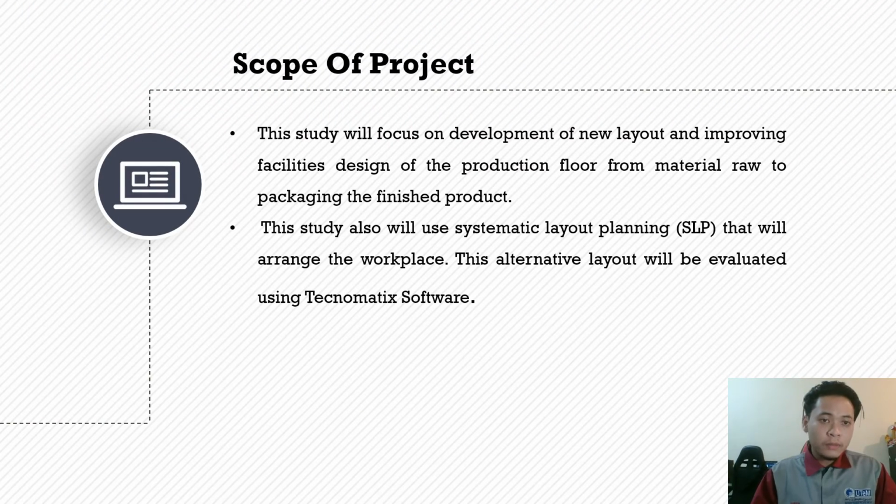The scope of the project is focused on development of a new layout and improving facilities design of the production floor from raw material to packaging the finished product. This study also will use systematic layout planning that will arrange the workplace. This alternative layout will be evaluated using technometric software.